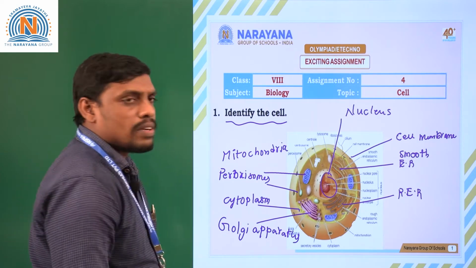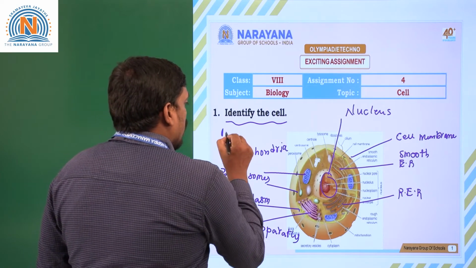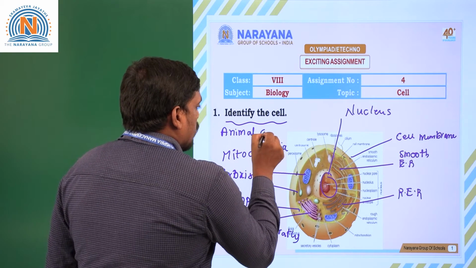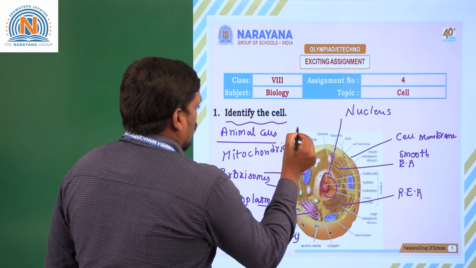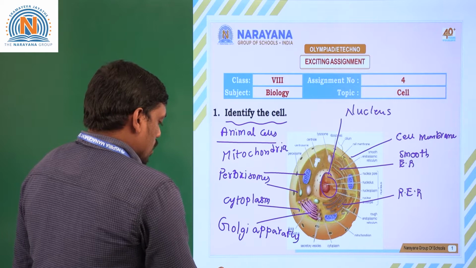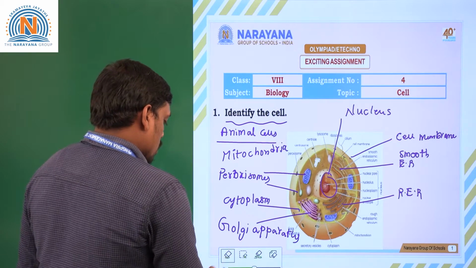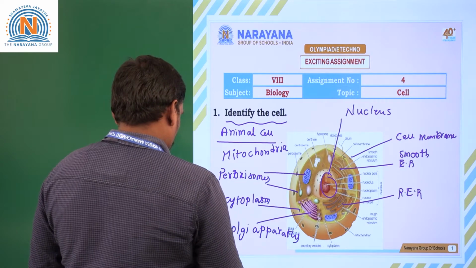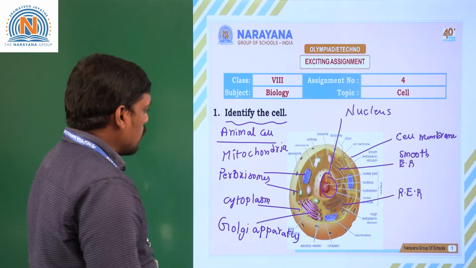The given cell is definitely an animal cell. It's not a plant cell. Why? Because if you take a plant cell, the plant cell contains a cell wall. That is the important character in the plant cell. So here the given cell is an animal cell.